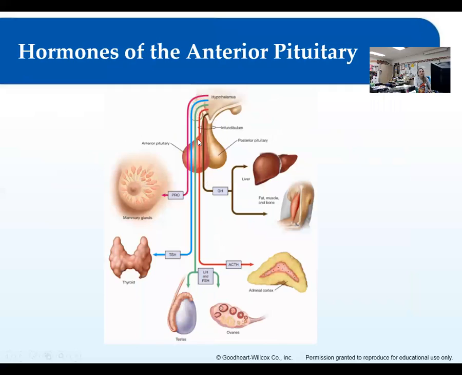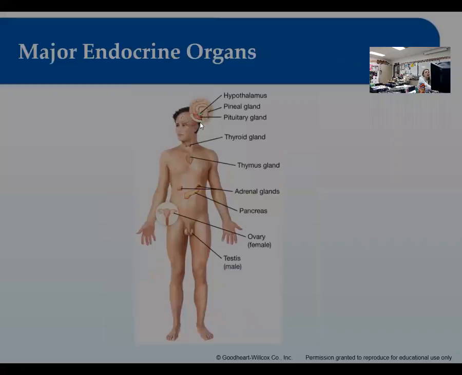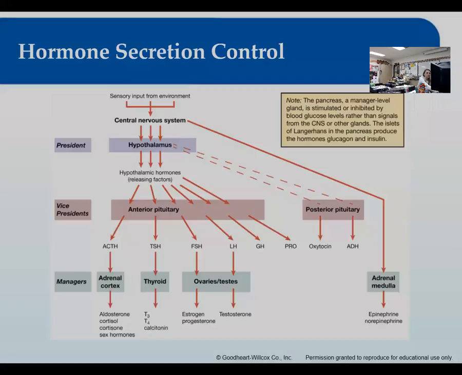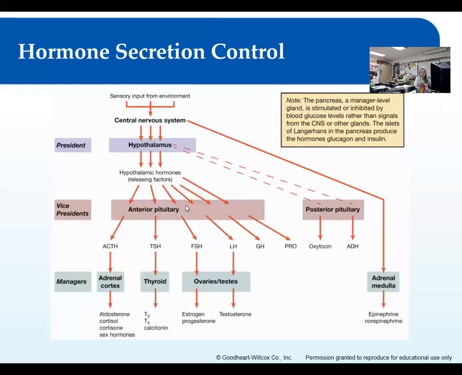Okay, so this is the pituitary gland. This is kind of what it looks like. It actually is directly behind your nose or your nasal cavity, and you have an anterior portion and a posterior portion. We will mostly talk about the anterior pituitary because it's got the most hormones, but the posterior does as well.